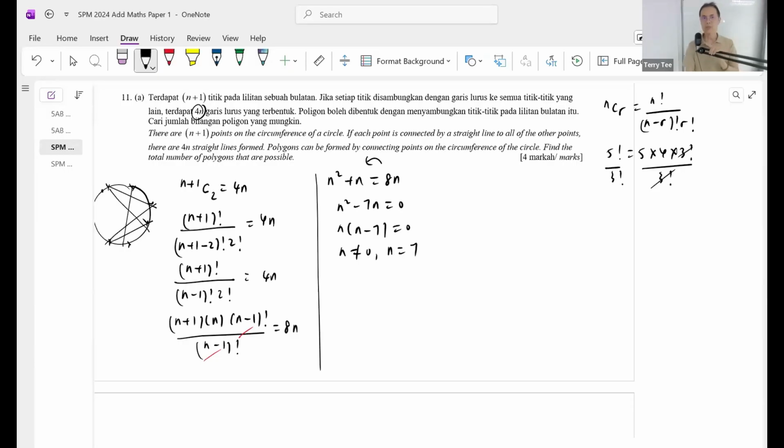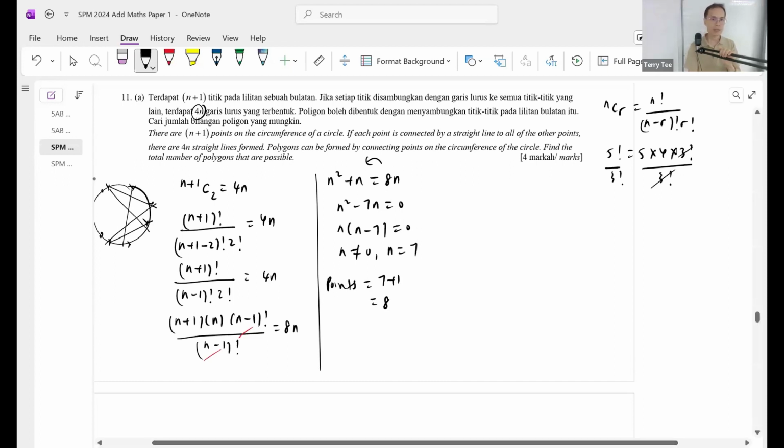But we're not done yet. The question asks for how many polygons you can form. So if your n is 7, that means your total number of points is what? Your points will be 7 plus 1, they are 8 points. There are 8 points on the circumference of the circle.